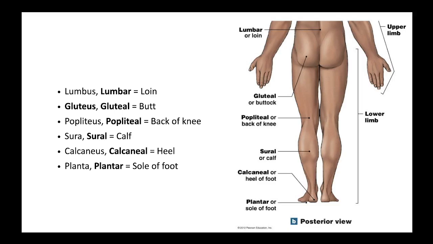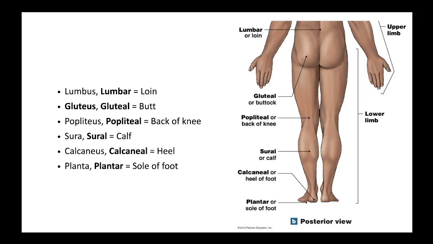Popliteal region is going to be the back of your knee. And then we mentioned already crural versus sural. Crural is going to be the front of your shin, essentially. And then the sural is going to be your calf. So the back, the posterior aspect of your lower appendage. Calcaneal is going to be what describes your heel. So there's a calcaneal bone, and that's going to be the calcaneus. And then the calcaneal area is going to be your heel region.